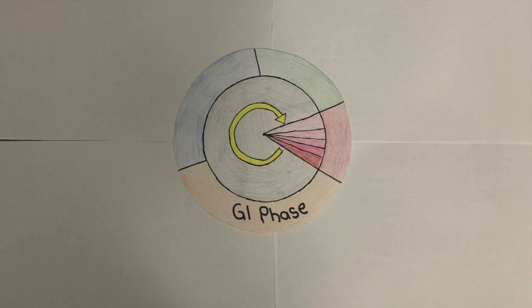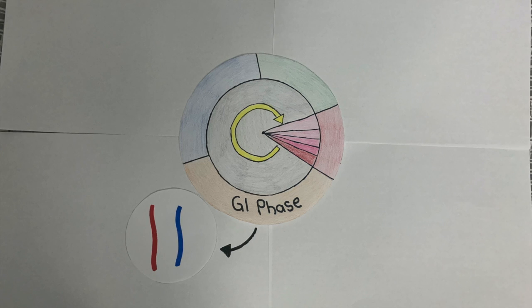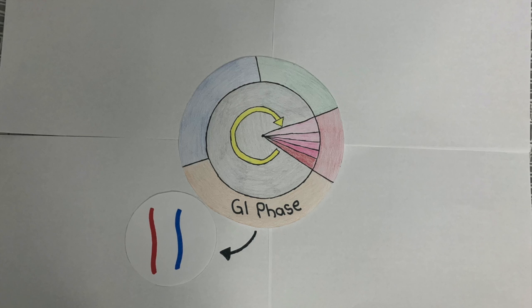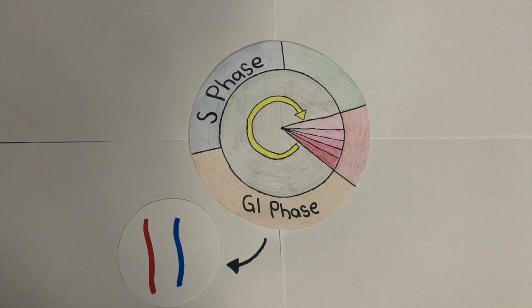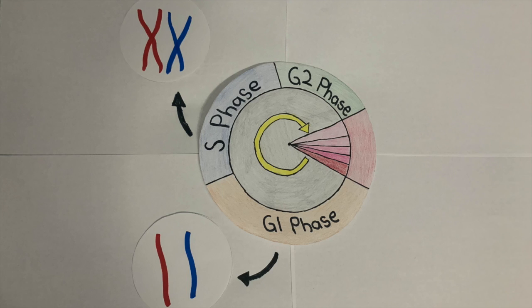In the G1 phase of the cell cycle, the cell grows in preparation for DNA replication. It increases in size and prepares all of the necessary proteins needed for replication. At the end of the G1 phase, there is a diploid number of chromosomes. In the S phase, the DNA gets replicated by the cell. After the S phase, there are a diploid number of chromosomes.